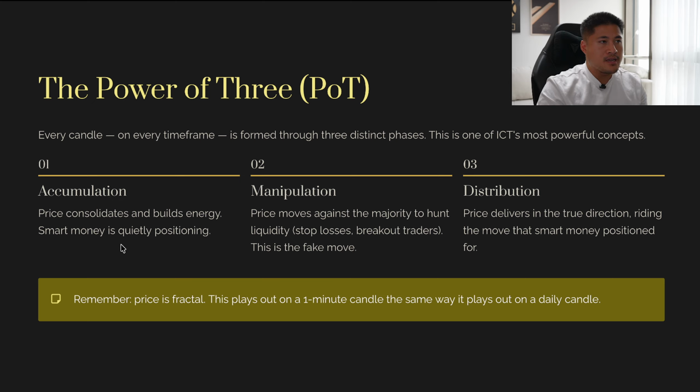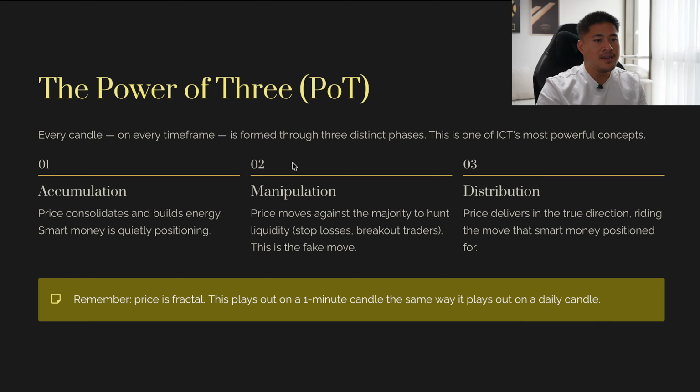In the first phase, accumulation is where price consolidates and builds energy. So smart money is basically quietly building their positions, all right? After that comes the manipulation. Price moves against the majority to hunt liquidity, to hunt stop losses, to hunt breakout traders, or to stop them out. And this is the fake move, and that's why it's called the manipulation, all right?